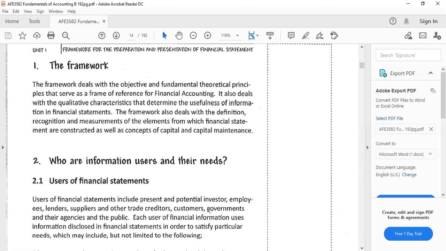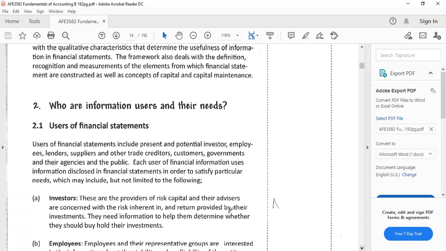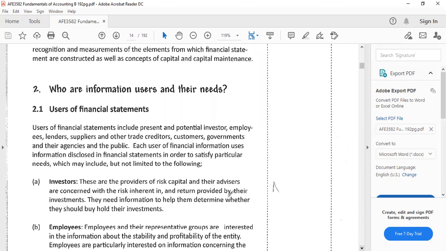So you should just know the definition of the framework, and then we move on to the uses of financial statements. Please, if you cannot hear me or if my connection is cutting, just let me know. Okay. So we have uses of financial statements.